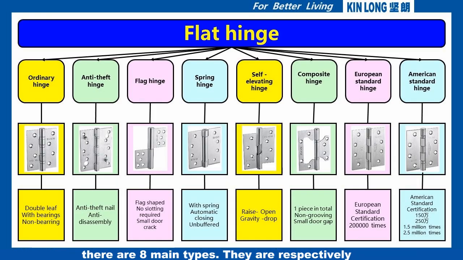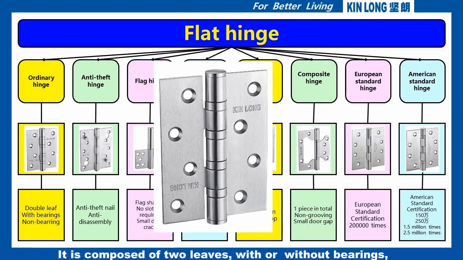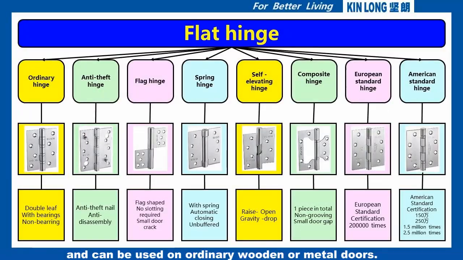There are 8 main types. 1. Ordinary hinge. This type of hinge is the most widely used. It is composed of 2 leaves, with or without bearings, and can be used on ordinary wooden or metal doors.